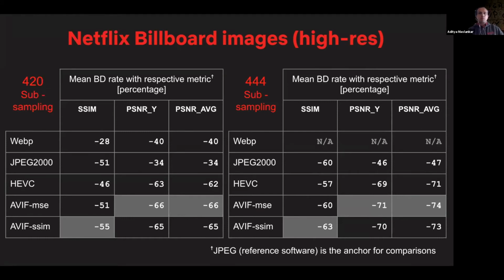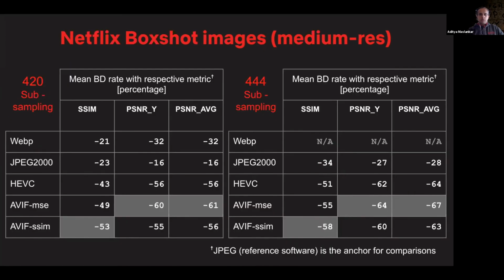And we are showing results for both 420 and 444 subsampling. And the anchor for the comparison here is JPEG, the reference software. So if you see a number here like 74, it means on average, the file size is 74% less with this codec compared to the anchor, which is JPEG. And if you employ a different anchor for the comparisons, these absolute numbers might change, but the relative rankings don't change.